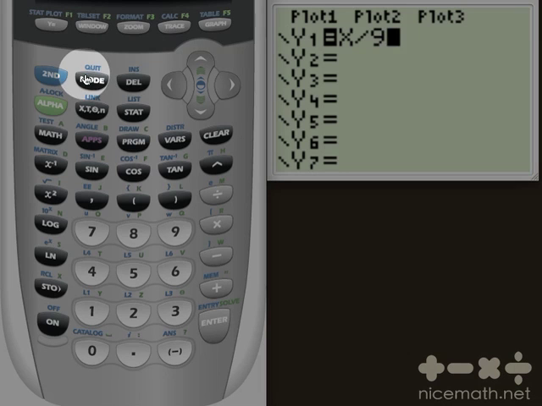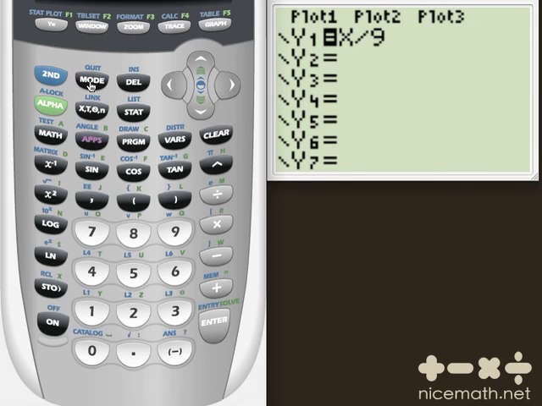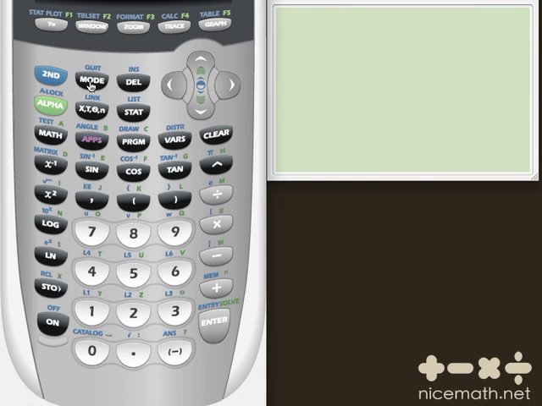We want to use this quit key over here. It's in blue, so we have to use the second key. Luckily for us, it's right by the second key, so that's nice. So just second quit. So if you're in the graphing mode or something like that, then you can just do second quit. It'll take you back home.